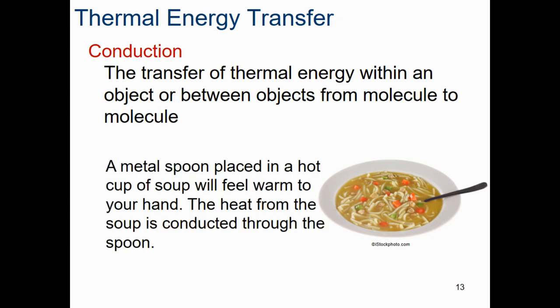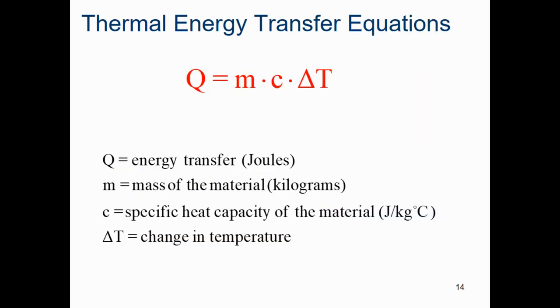Here we go. All right, so the very final little bit that we have for today is taking a look at the thermal energy transfer equations that we are going to be using. So the first one is Q equals mc times delta T. Q is your energy transfer. It needs to be in joules. M is the mass of the material in kilograms. So keep that in mind.